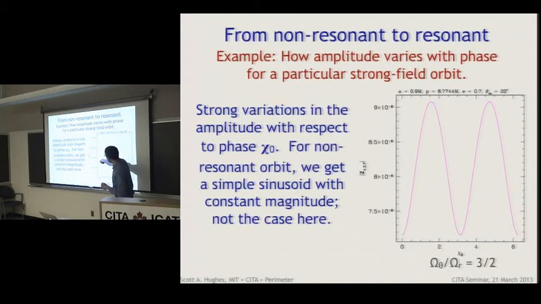This is the modulus of the amplitude of one of my radiation harmonics, exactly on a resonance. If I were off resonance, this would be a flat line. But on resonance, I have this strong dependence on the phase, and this thing varies by about 20% from peak to trough. That's actually a fairly small variation among the different cases that I've studied.